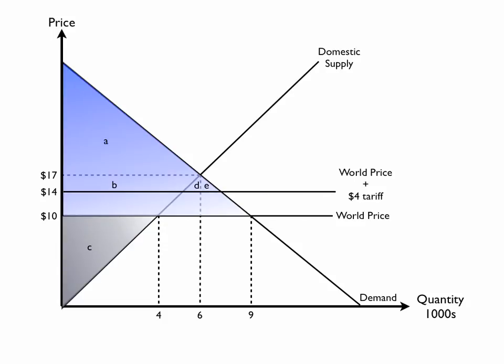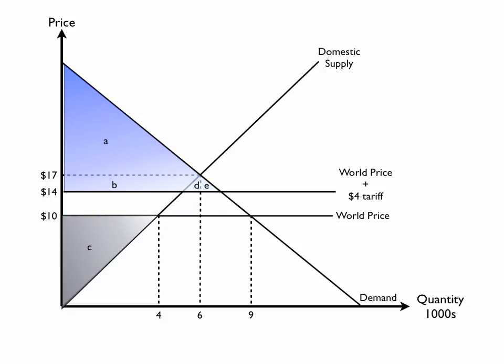What happens now with a tariff? Well, if there's a $4 tariff on each pound of imported sugar, we are a small country in this case. It doesn't have an effect on the world price. Therefore, the price goes from $10 to $14 in the domestic market. $10 is the world price for sugar, $4 per pound is the tariff imposed by the government, and therefore you have the following that's going to happen.